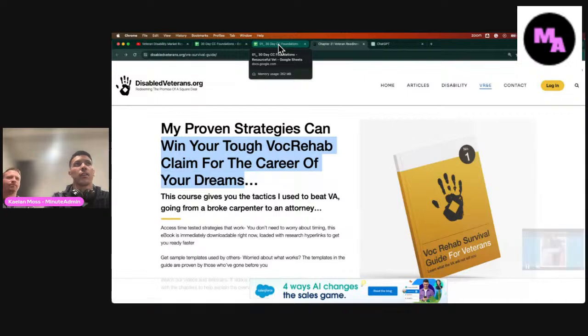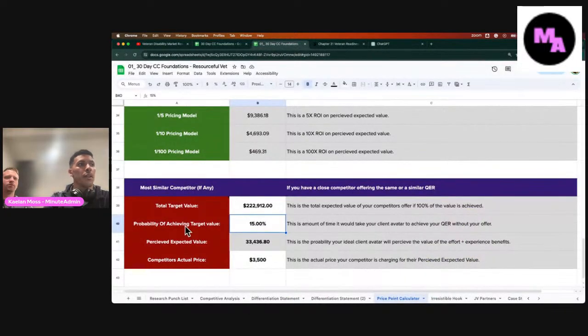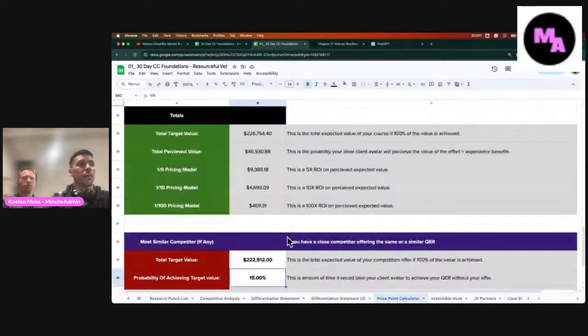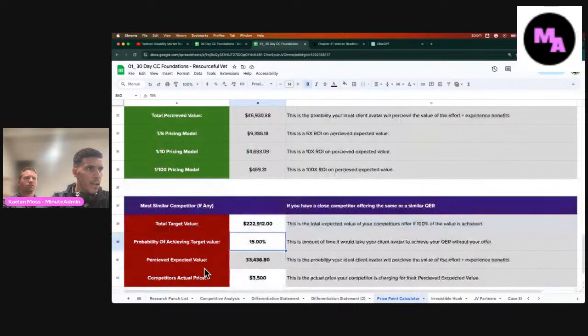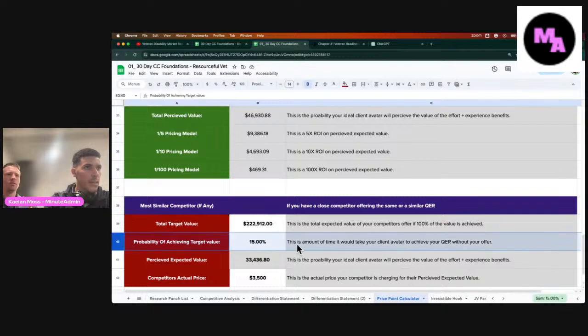Okay. Yeah. So probability of achieving target value. This is the amount of time it would take your client avatar to achieve your QER without your offer. So remember, probability of achieving the target value. This is the amount of time it would take your client avatar to achieve your QER without your offer.